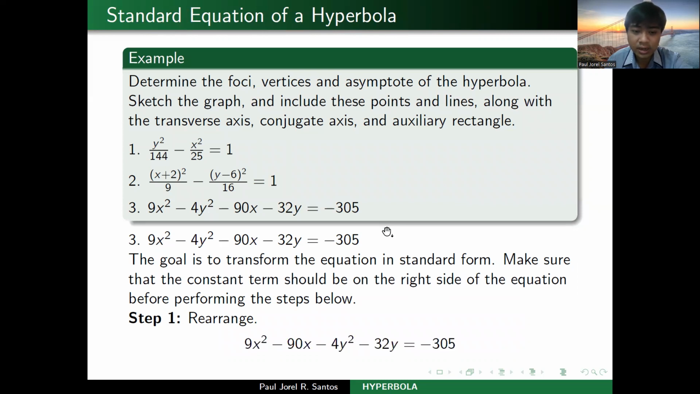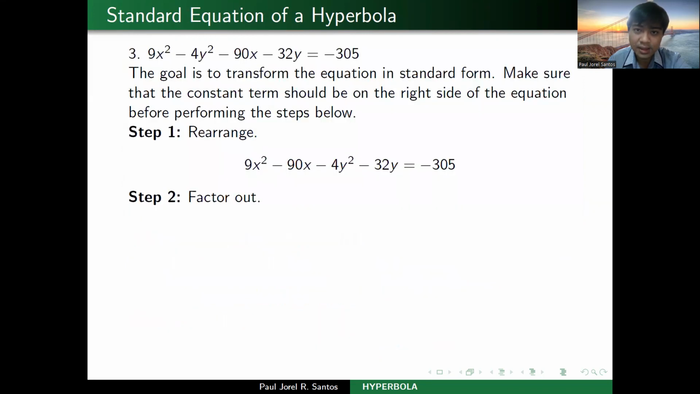The first step is to rearrange the position of 90x and negative 4y squared. Doing so, we have 9x squared minus 90x minus 4y squared minus 32y equals negative 305. Next is to factor out. We will factor out 9 and also 4. Doing so, we have 9 multiplied by x squared minus 10x, because 90x divided by 9 is 10x. Factoring out negative 4, it will give us y squared plus 8y.